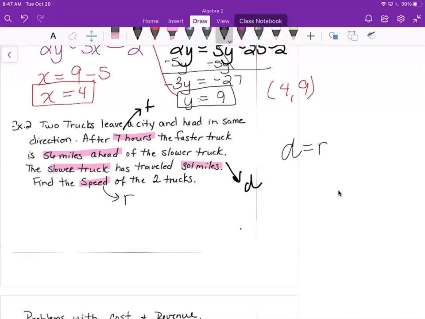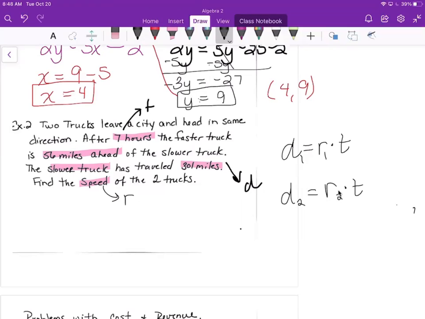Now, we have 2 different trucks and they're traveling at 2 different speeds. So we're going to have different distances and also different rates. So I'm going to have a rate 1. The times are both going to be 7 hours, and I'm going to have a distance 1. And then I'm going to have a second distance, which is going to be a little farther, and a second rate, which is going to be faster. Now, we need to solve for the rates in both of these equations.